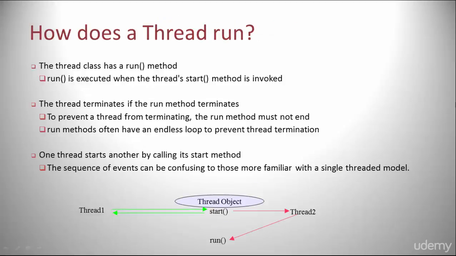How does a thread run? The thread class has a run method. Run is executed when the thread start method is invoked. The thread terminates if the run method terminates. To prevent a thread from terminating, the run method must not end. Run methods often have an endless loop in order to prevent the thread termination.